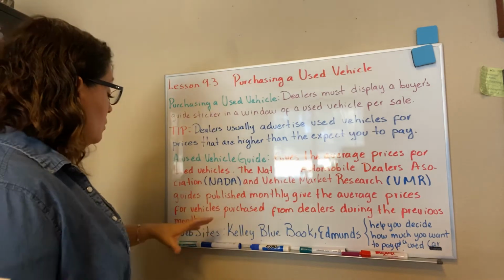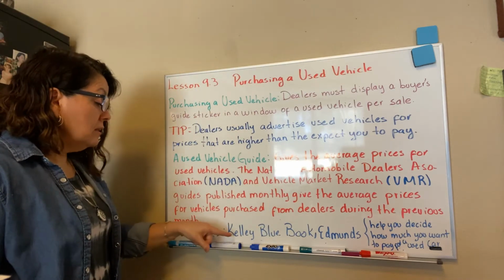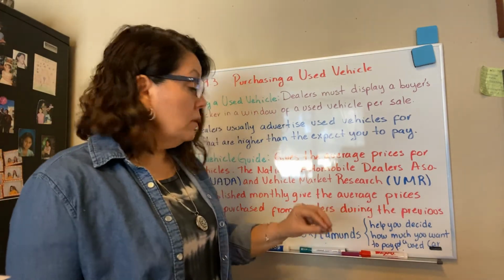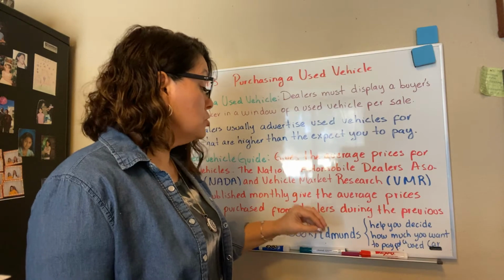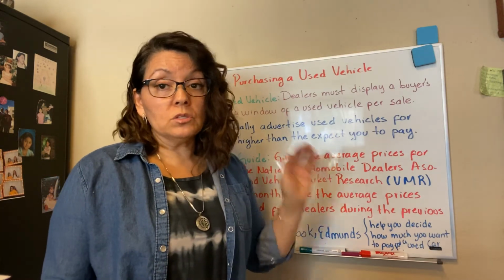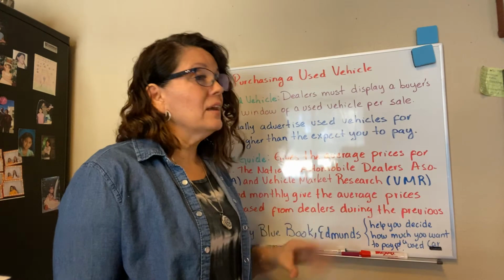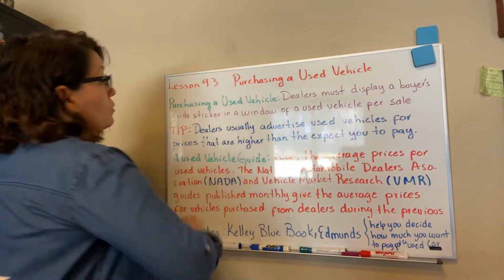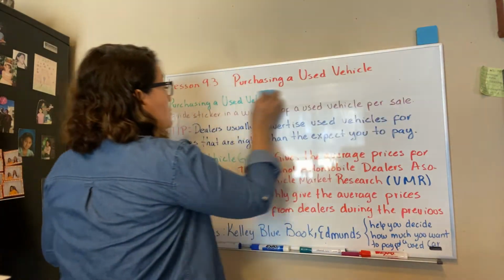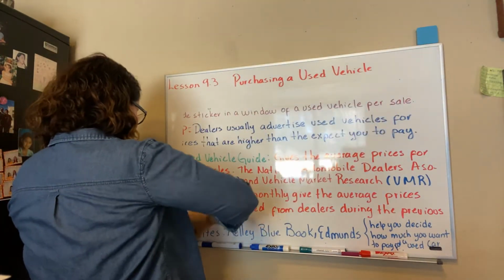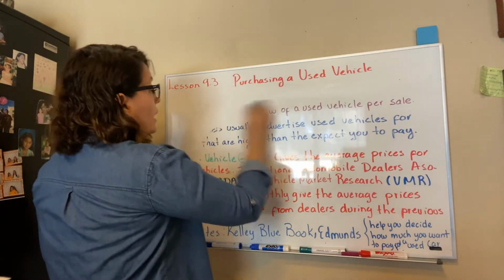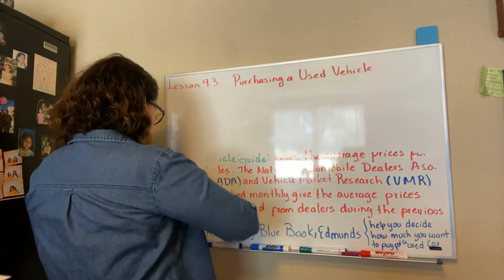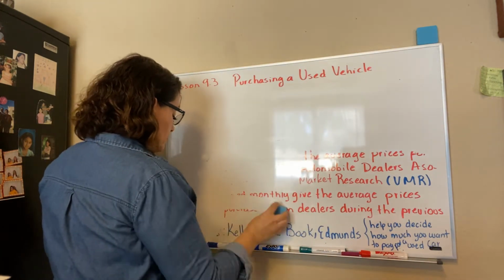There are other ways too: you can go to websites. There is Kelley Blue Book and Edmunds. They can help you decide how much you want to pay for a used car. So there are a lot of places you can go to get all the information you need if you want to buy a used car. Not only for the looks, guys, ladies, we don't buy it just for the looks. We have to check everything.